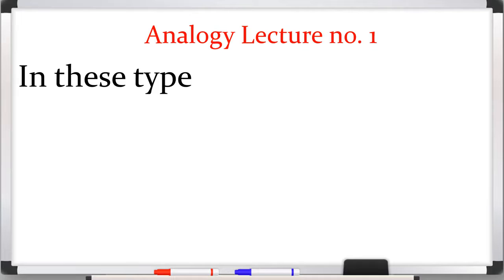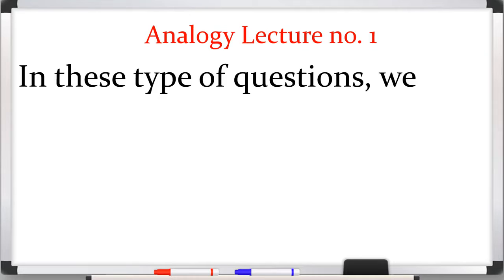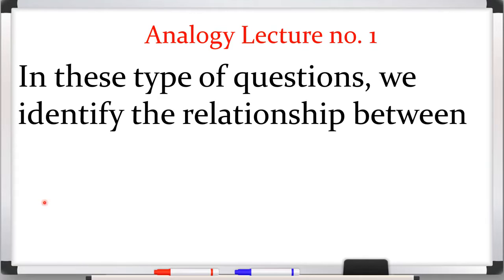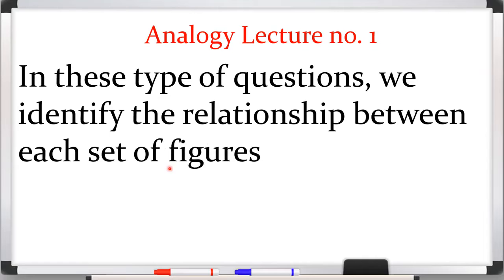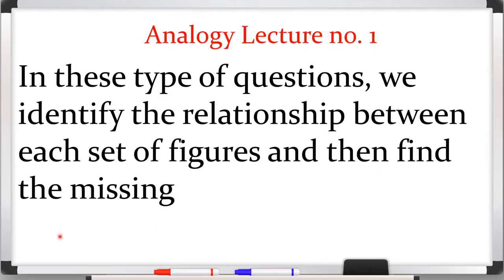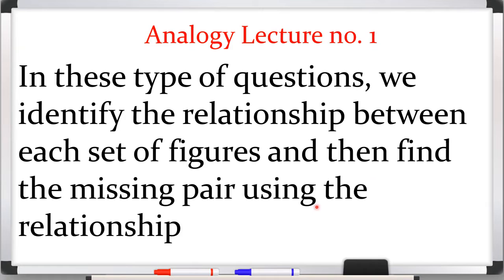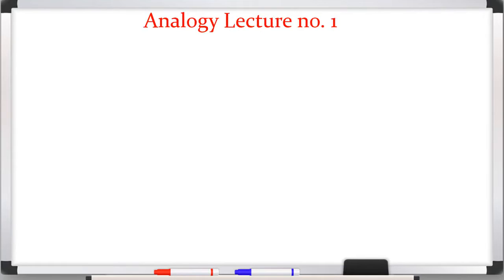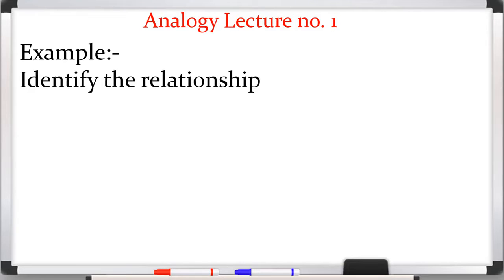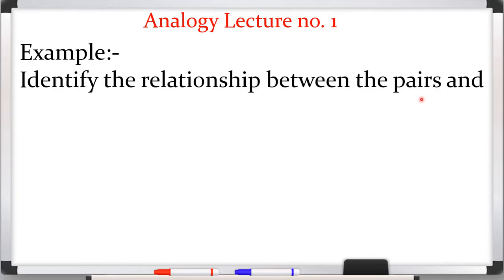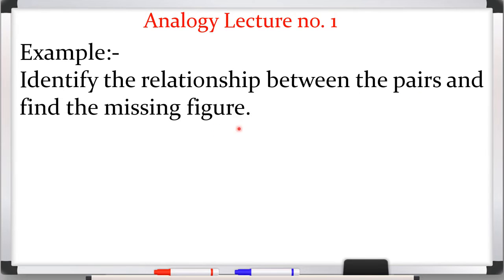In these type of questions, we identify the relationship between each set of figures and then find the missing pair using the same relationship. Okay, so let's see how. Now, beta, I'm going to tell you one example of it. So here it is given, identify the relationship between the pairs and find the missing figure.